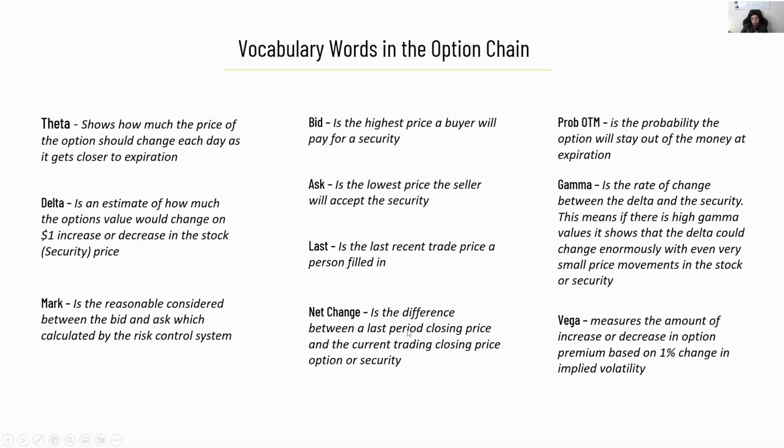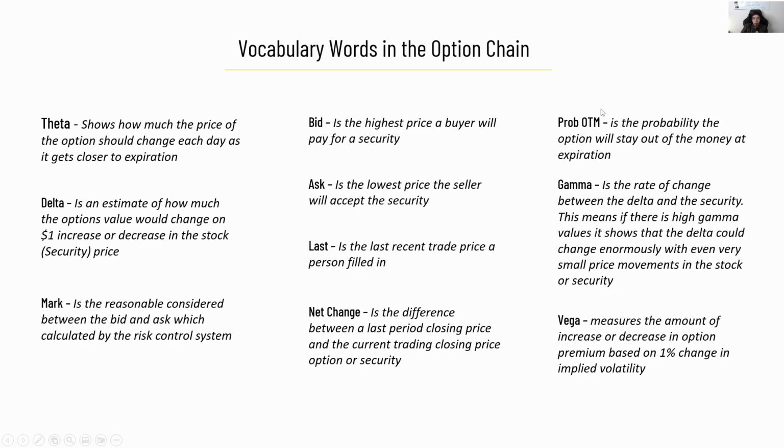The net change is the difference between the last period's closing price and the current trading's closing price of the option or security. So if yesterday your option cost $1, and today it costs $2, the difference there is $1. That means your net change is $1. That's all net change means.